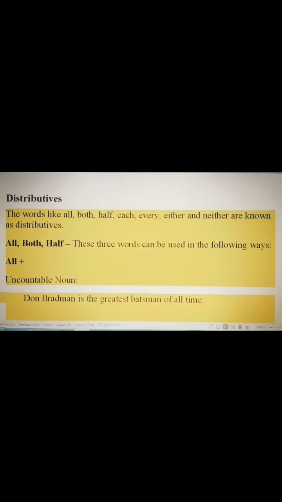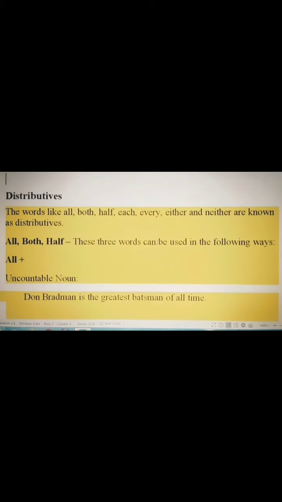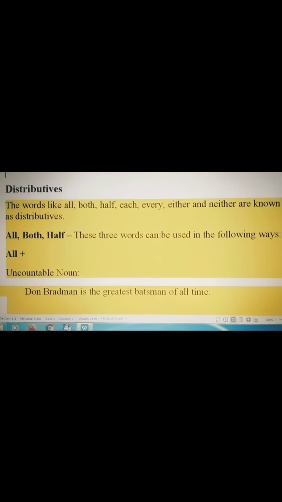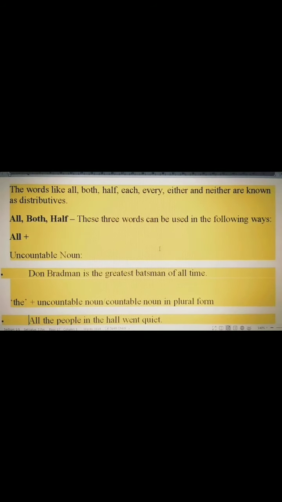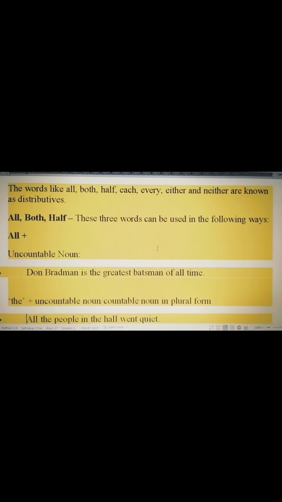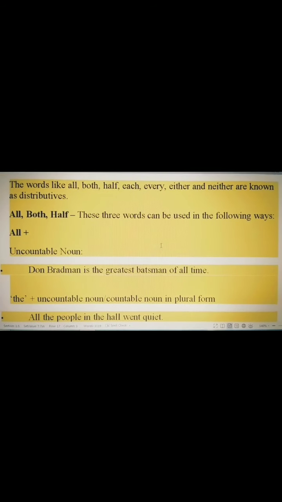Note down up till now. After writing the heading, just note down which kind of words will be included in that. Now we are going to see the uses. We can see all, both, half. These three words can be used in different ways. So firstly we are taking all.